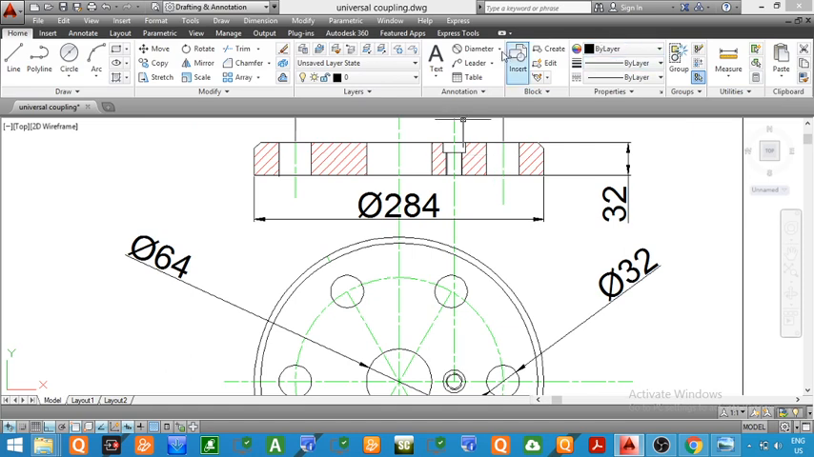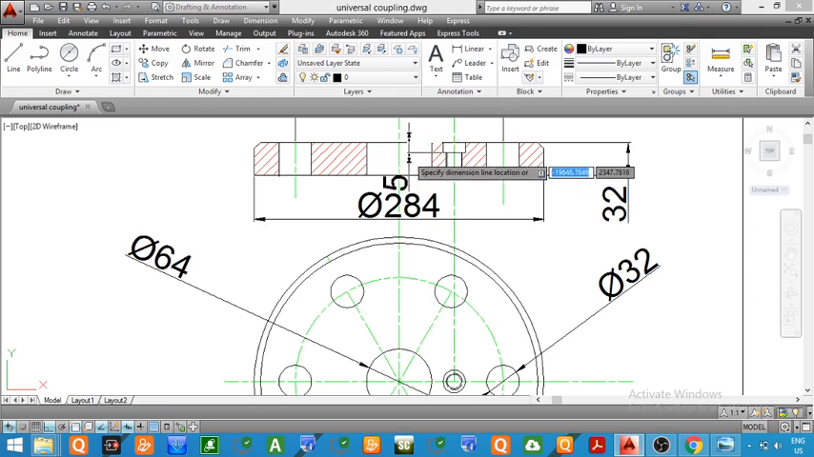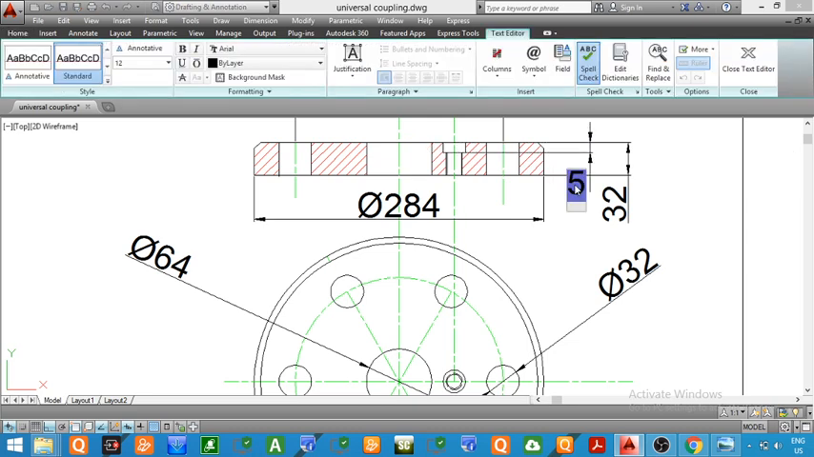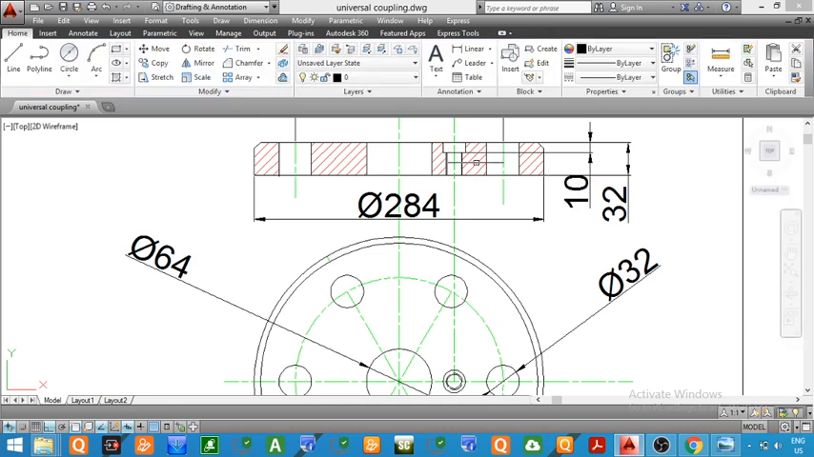Now the height, we'll give the height of the hole. Now the height of this part, you can see the height of this part is equal to 5 mm, but in actual the height was equal to 10 mm. In the question it was given as 10 mm, so we will give the dimension as 10. So the height of this upper part is equal to 10 mm.